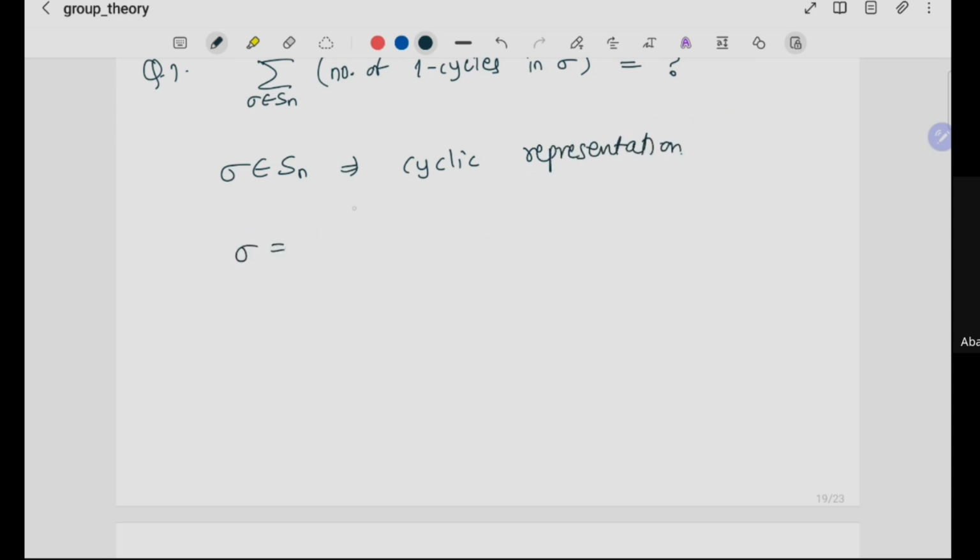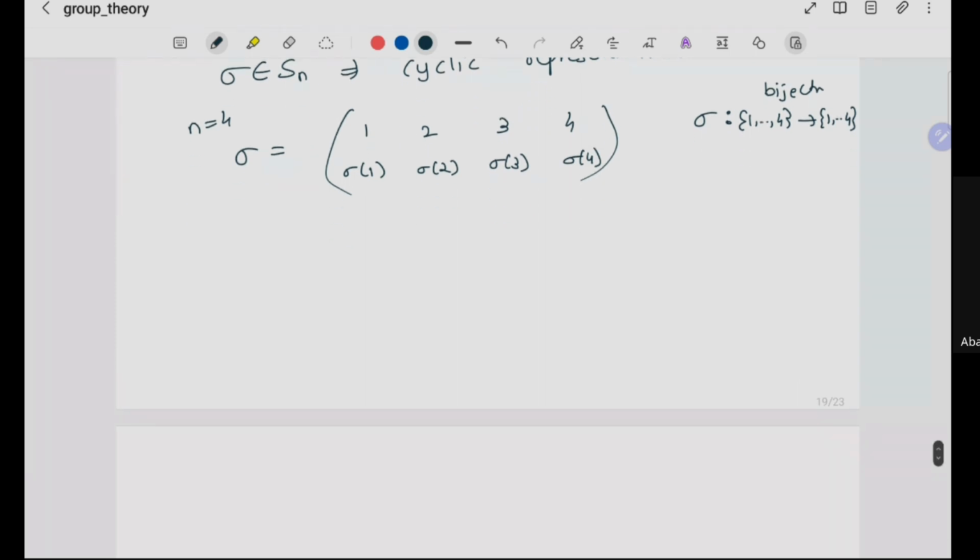So how does sigma look like? Let us take n to be 4. So it is like 1, 2, 3, 4, and it is sigma 1, sigma 2, sigma 3, sigma 4. So this is actually a bijection. Sigma you can consider as a bijective map from the set of n numbers to n numbers. So this is just a set bijection function.